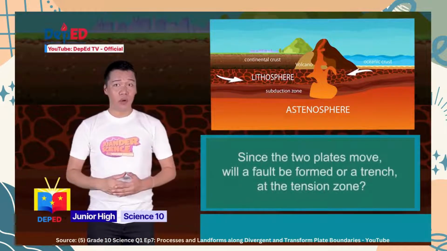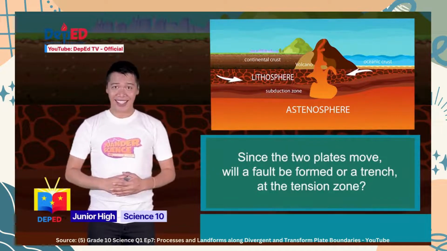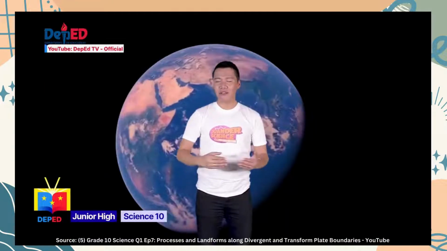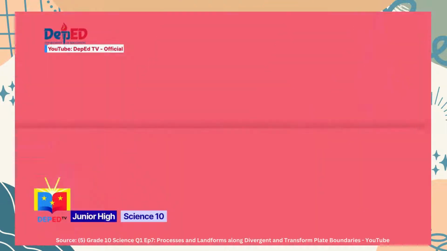Since the two plates move, will a fault be formed or a trench at the tension zone? The answer would be fault. Transform fault boundary is mostly found in oceans, but there are few that traverse through continental crust. This is characterized by plates moving horizontally against each other, producing a crack called fault on the ground.